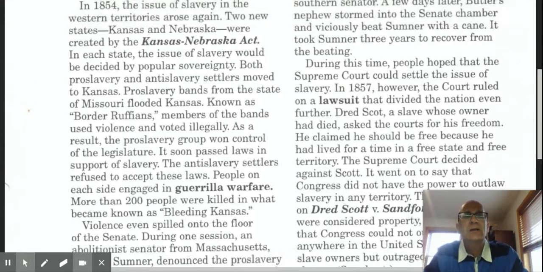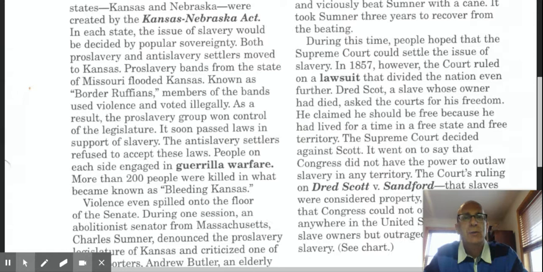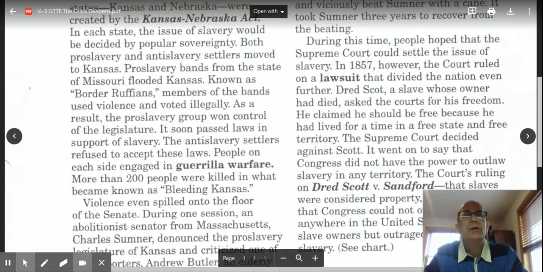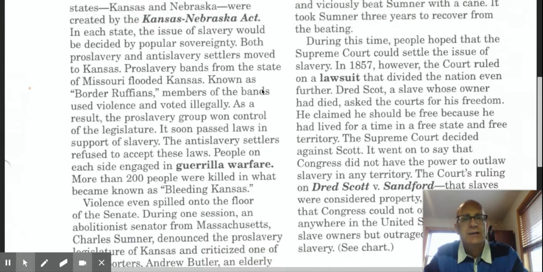We've talked about John Brown before. We will continue our discussion of John Brown, who played a central figure in this violence as a radical abolitionist in Kansas. And we'll talk more about him as the unit goes on.